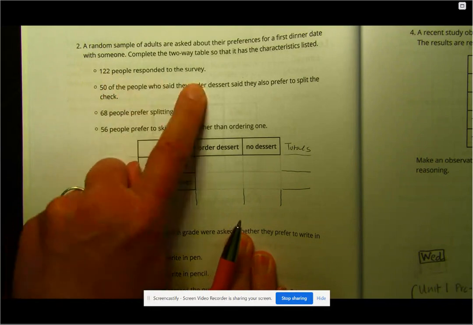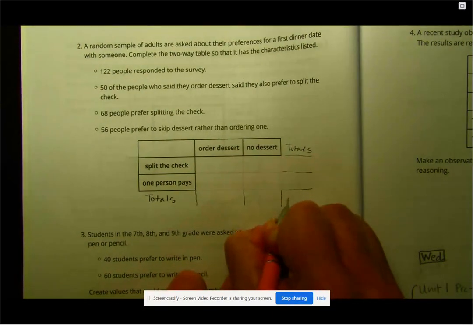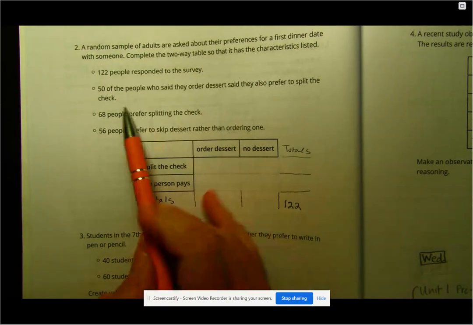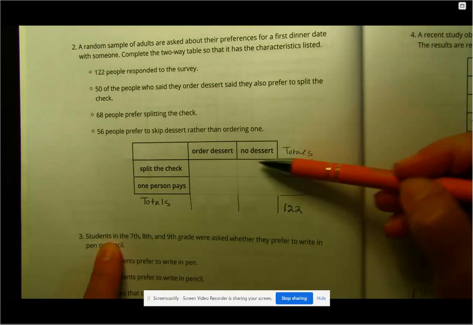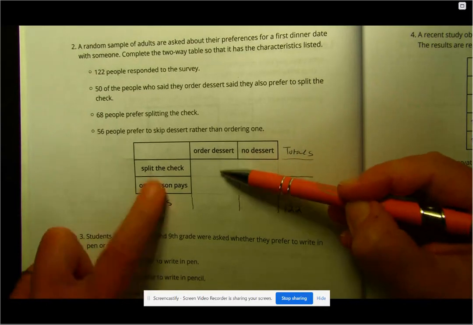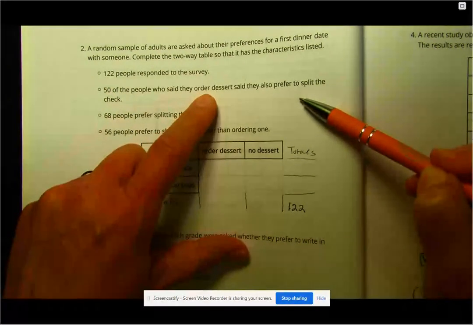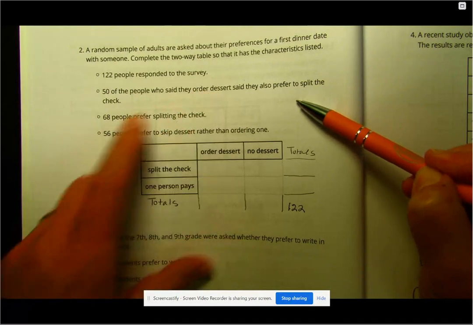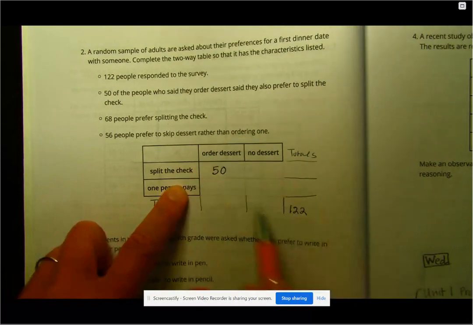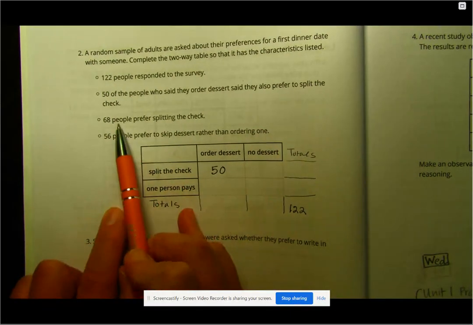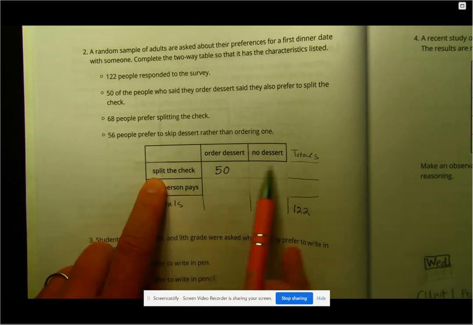122 people responded to the survey. So to keep track of that, these 4 need to add up to 122, and this corner needs to be 122 people. Okay. 50 of the people who said they ordered dessert also prefer to split the check. So that's your intersection. Split the check, order dessert, that intersection is 50. 68 people prefer splitting the check. Okay, so splitting the check total is 68.